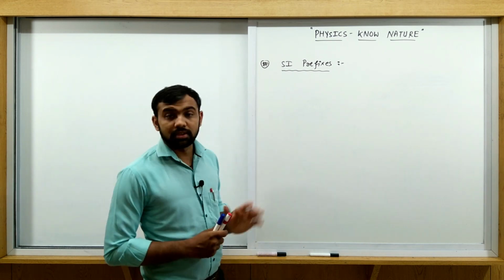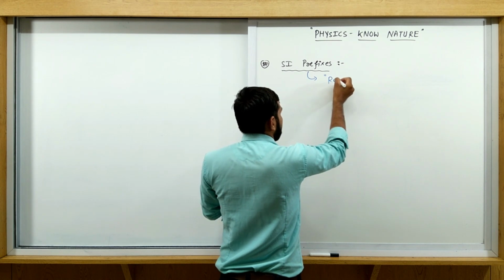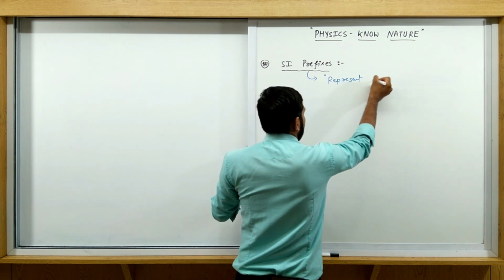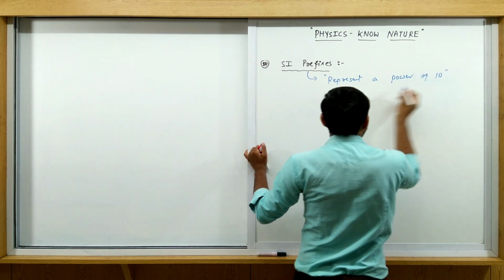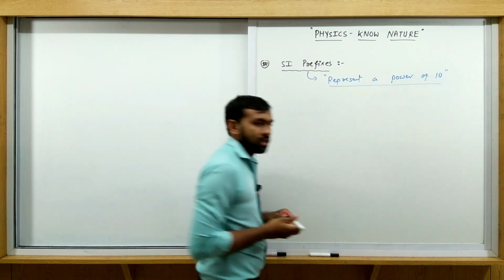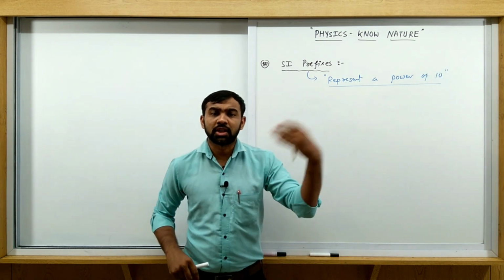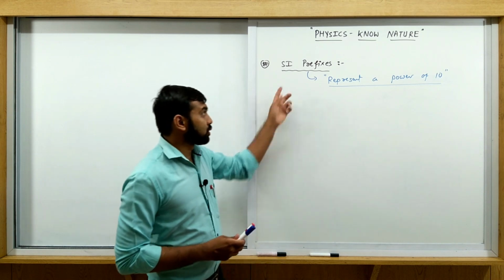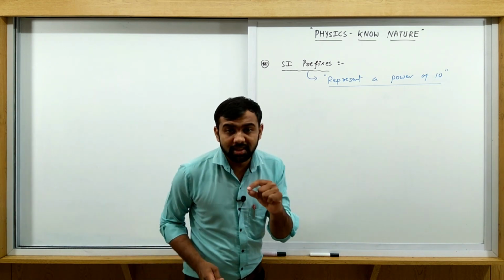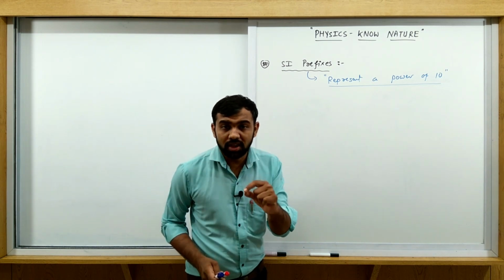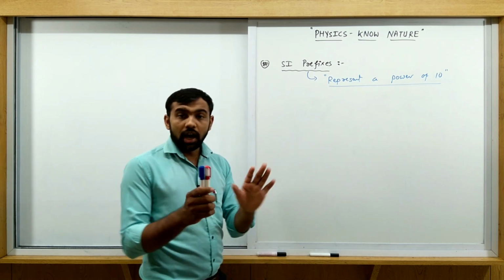And what are the prefixes? Prefixes represent a power of 10: 10 raised to 1, 10 raised to 2, 10 raised to 3, like this. They are used to represent a very small quantity or a very large measurement of a quantity. Okay, let's see how we indicate.